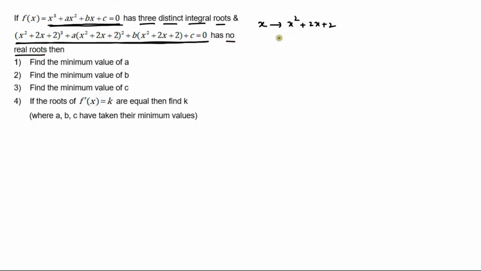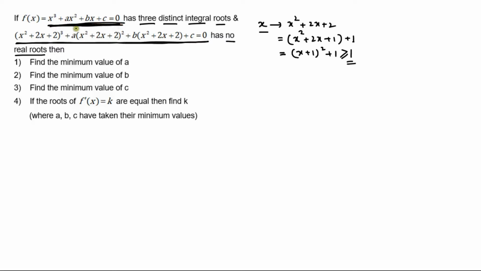Now, observe carefully, x square plus 2x plus 2 can also be written as x plus 1 whole square plus 1, that is greater than or equal to 1. Therefore, any x which is greater than or equal to 1, if I put it in this equation, then that equation will have no real roots. Is this much clear to all of us? Any value of x more than or equal to 1 will make the roots of this equation non-real.